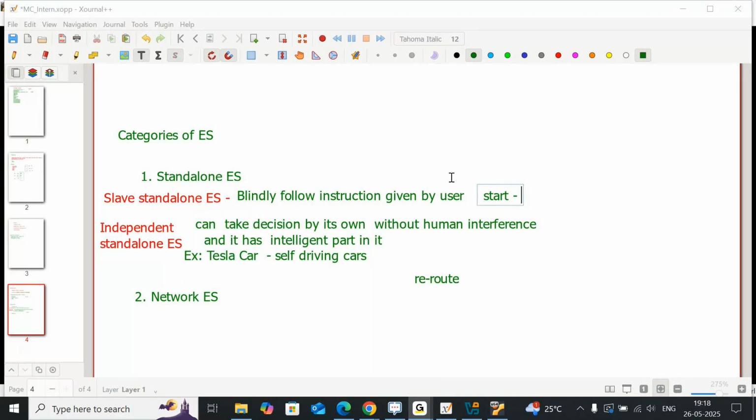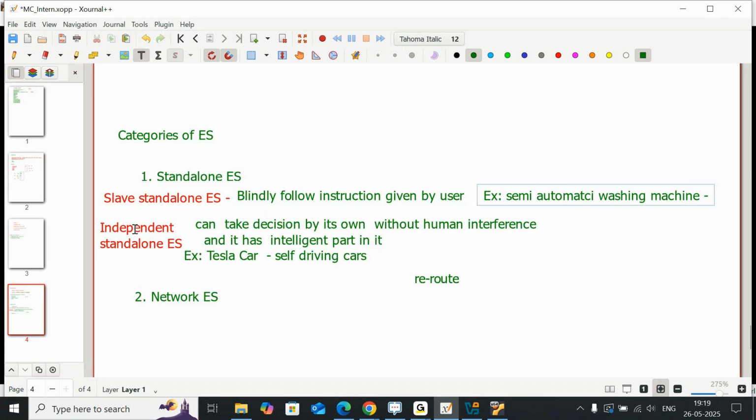It will not check whether water is available or not. Since we have pressed the start button, it will start running. So it is blindly following the instruction given by the user. It is not checking whether there is water or not. So this is called a slave standalone embedded system. It does not have any intelligent part. The washing machine is an example.